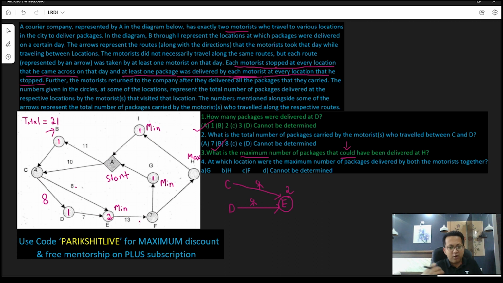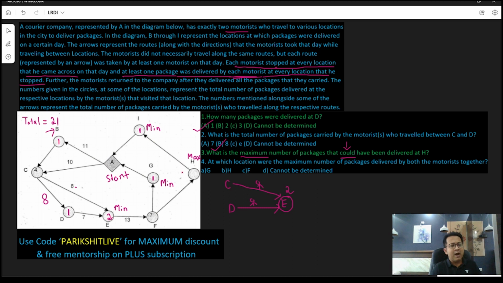So now that you have all the numbers, initially there was a total of 21. So count: B is 1, C is 4, 5. D is 1, 6. E is 2, 8. Then F is 7, 15. G is 1, 16. I is 1, 17. So 17 of them have got distributed at different locations, right? Out of the 21, 17 got distributed at different locations.